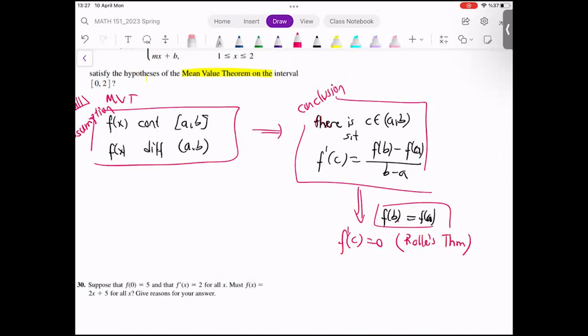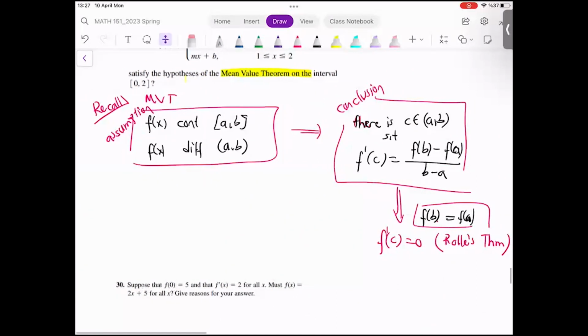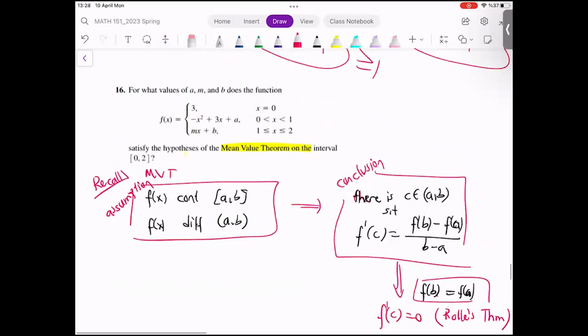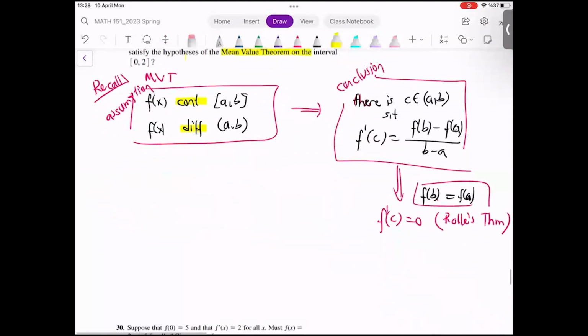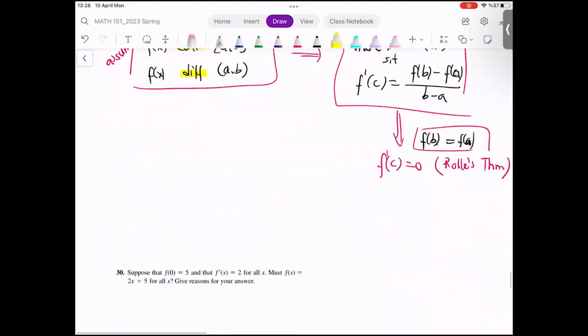Okay, after recalling those things to you, now we are ready to solve our example. It says, for this function to satisfy the assumptions of the mean value theorem, find out the parameters. So the assumptions of the mean value theorem, as you can see, are continuity and differentiability. So the given function should be continuous and differentiable over its given interval. By using these two pieces of information, we can solve for a, b, and m, the unknowns.